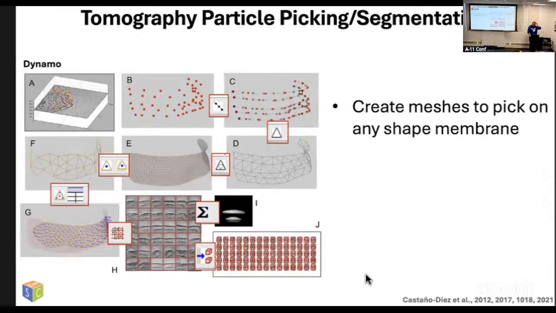Okay, sorry about that, the internet. Yeah, so you can use Dynamo to create meshes around the membrane, and then use the meshes to pick particles on the membrane. Some of the things that are useful, like MemBrain-seg, for example, you can use that segmentation to search for particles on the membrane. And I think that's a really useful case of mixing deep learning with geometry.